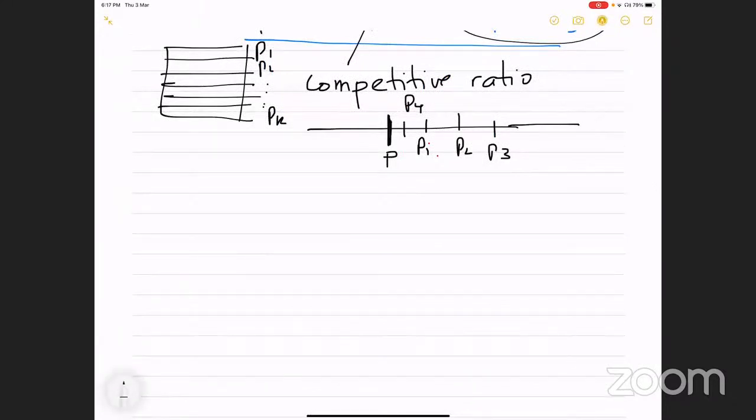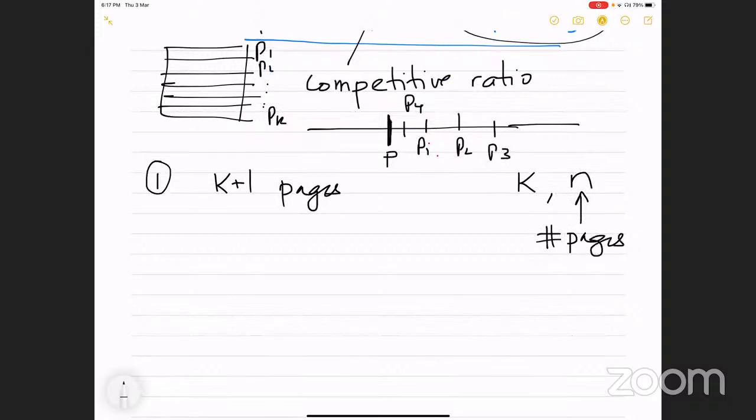Let's look at some examples. The first example is where let's say there are k plus 1 pages. By the way, let me fix some notation. k will always denote the capacity of the cache, and n will be the total number of pages. So n would typically be much bigger than k, but let's say for us n is equal to k plus 1 right now, and A is some algorithm for caching.